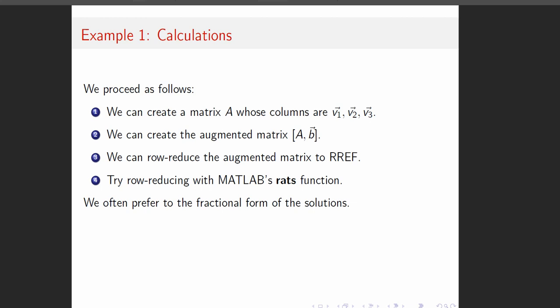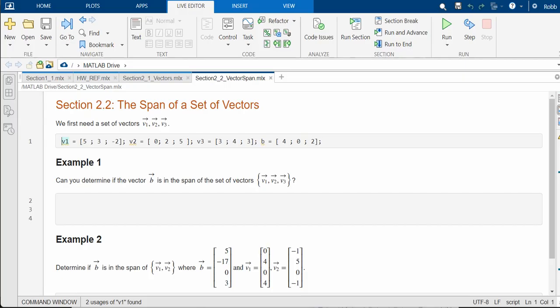And we can row reduce that augmented matrix to RREF. As a matter of fact, that's a command in MATLAB. So we've got a real quick way to do step 3, and then step 4 is going to introduce the rats function, and it's not as disgusting as it sounds. Rats is short for rationals. In other words, instead of having decimal approximations to numbers, it's going to put them in rational form, or fraction form, as often as it can. Okay, so let's jump to MATLAB and see how that goes.